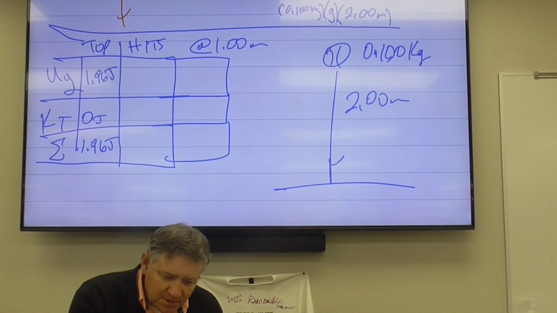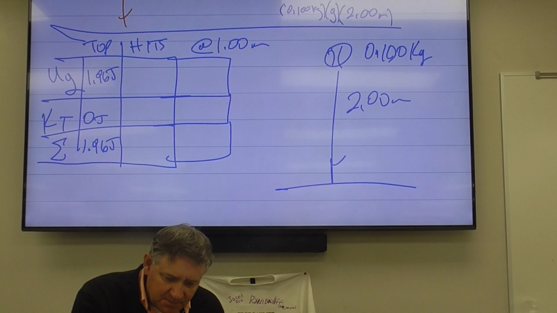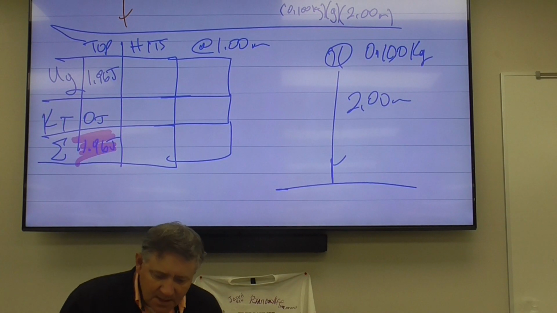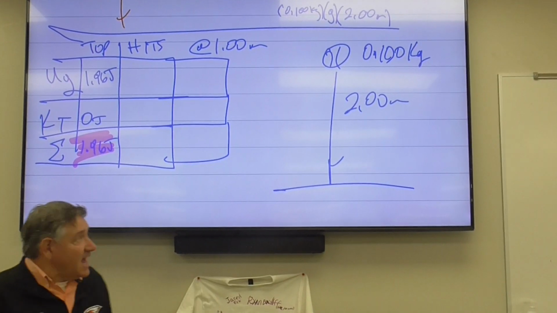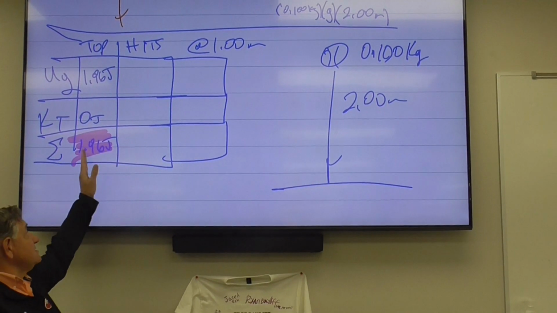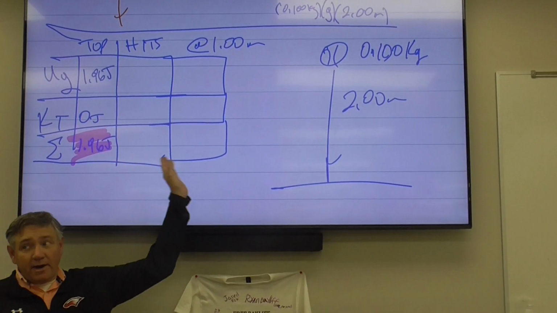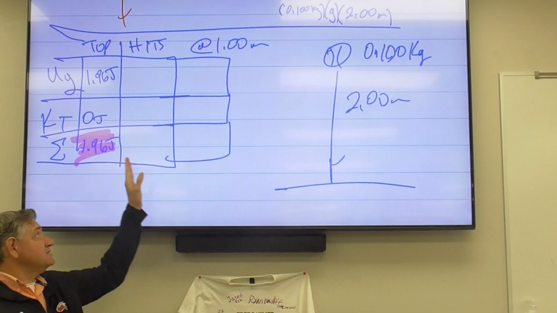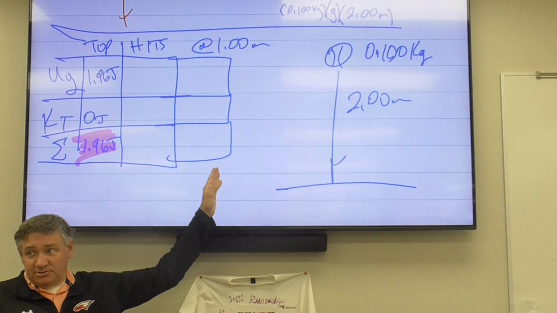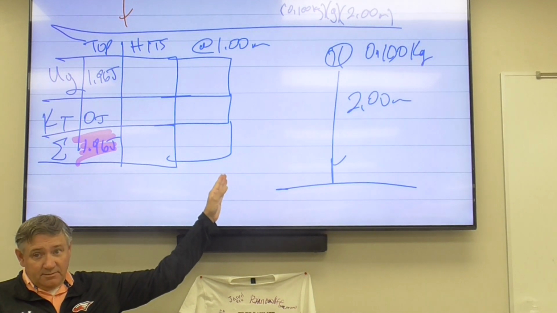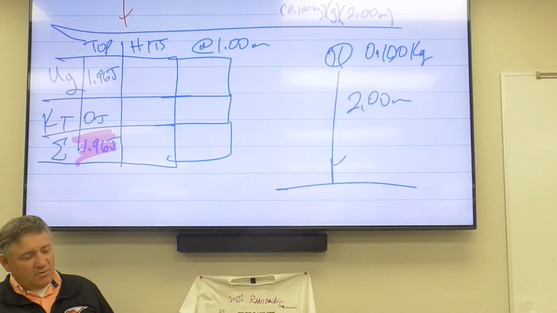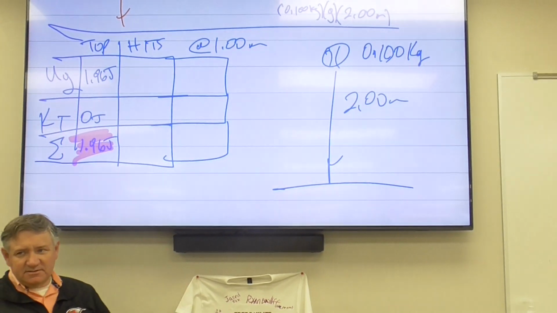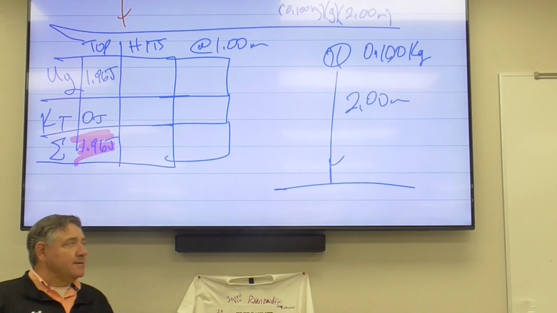This is the most significant number in this problem. Because what that means is that afterwards, this sum, no matter what happens, has to add up to 1.96 joules. Otherwise, energy is just poof. And we're going to assume that we're not losing any energy to friction or anything like that.